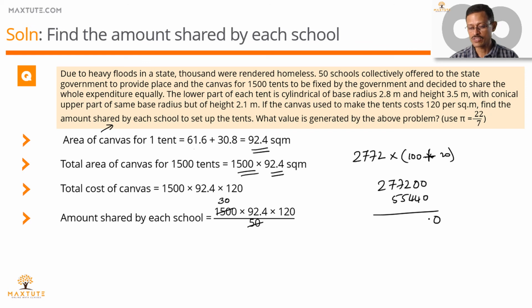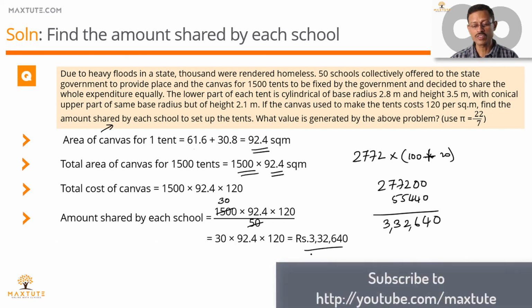Add this, so we have a 0. This number is a 4, the 6. 7 plus 5 is 12. Carry over the 1. 7 plus 5 is 12 plus 1, 13. Carry over the 1, that becomes 3. So 3,32,640 is the amount shared by each school.